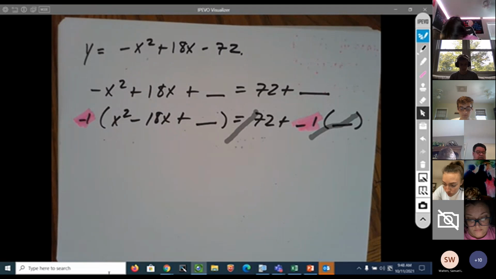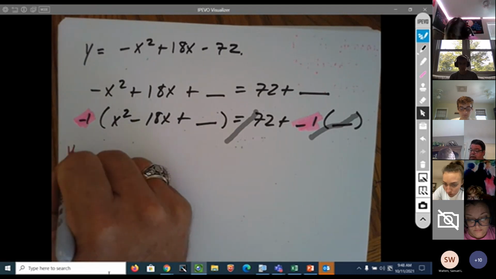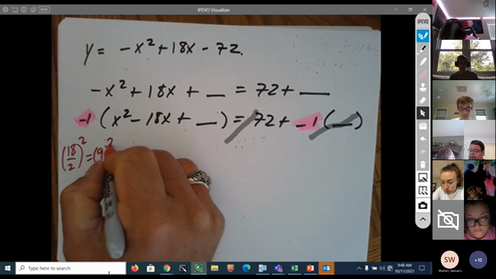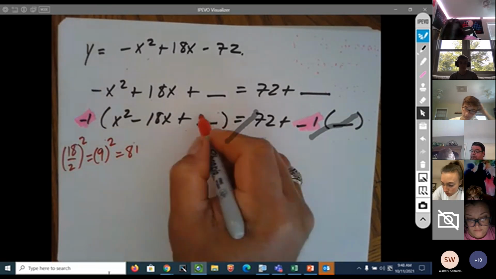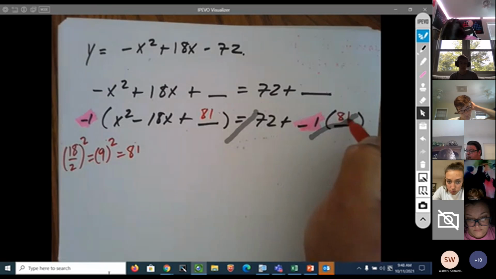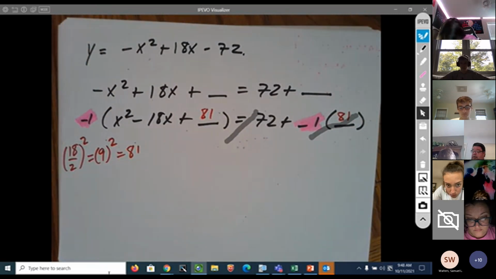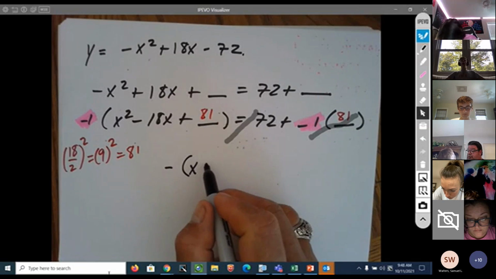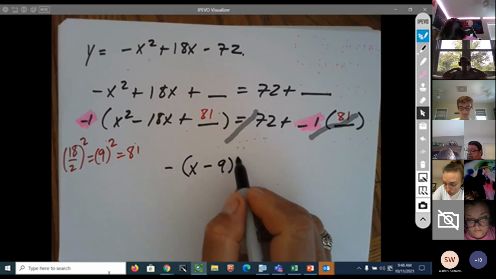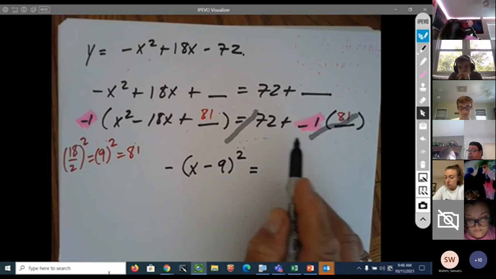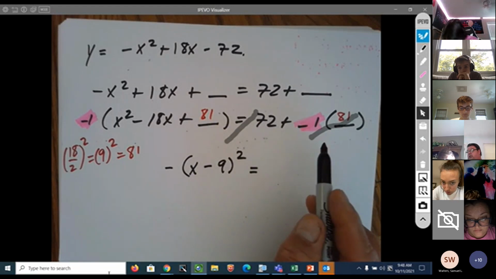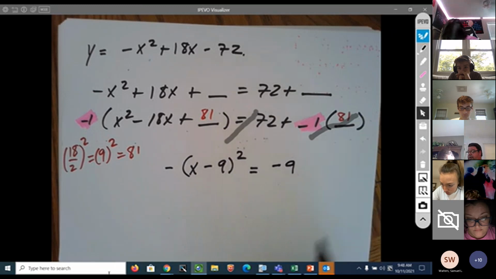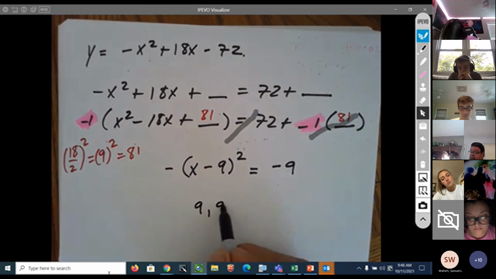Half of 18. 18 divided by 2. 9 squared is 81. And that's going to give us negative x squared, or x minus 9, quantity squared, equals, what's 72 minus 81? 9? Negative 9? Somebody help me out. Vertex is 9, 9.